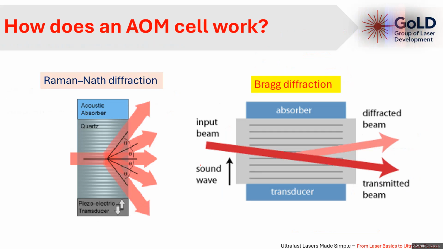So what do you see here? Ramannath diffraction and Bragg diffraction. So this is Ramannath. The incident beam comes straight in here and it acts like a grating, and it diffracts in all directions. Some part of it may go straight, but it will be a very weak signal. So mostly it will be diffracted around.